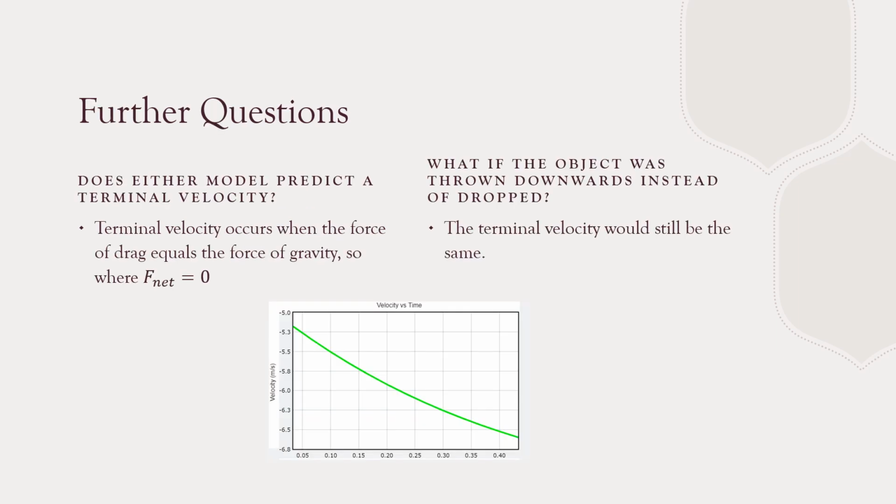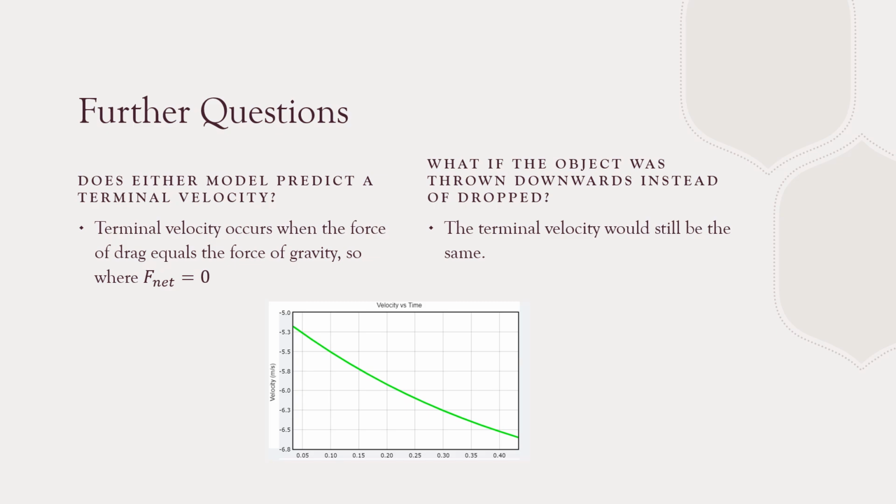So some further questions. Does either model predict a terminal velocity? Neither model reaches a terminal velocity because they don't fall for long enough, but the gravity and drag model shows that it eventually will reach a terminal velocity because the slope in the velocity versus time graph shown here is approaching 0, and if it fell for long enough, it would approach 0, meaning that the acceleration would be 0 and the velocity would be a constant, and it would be at a terminal velocity.